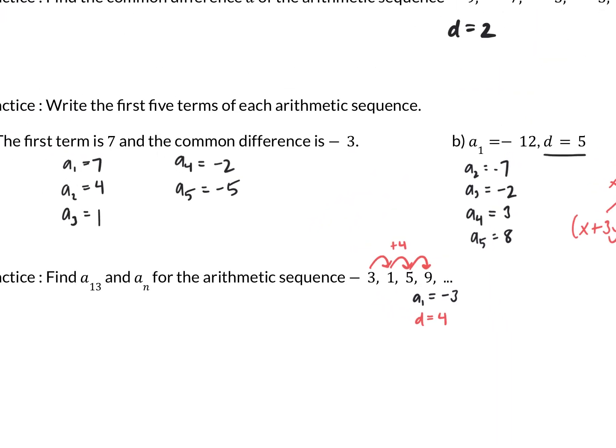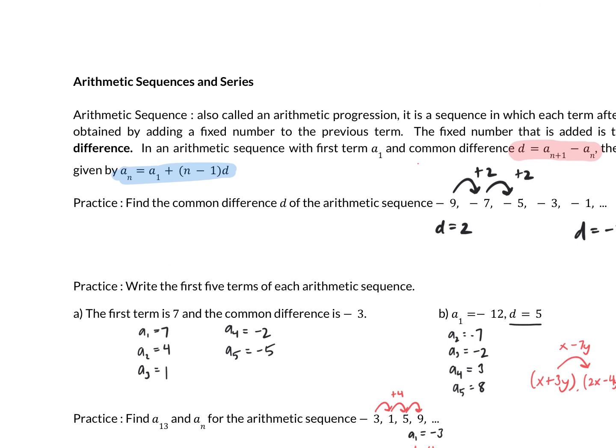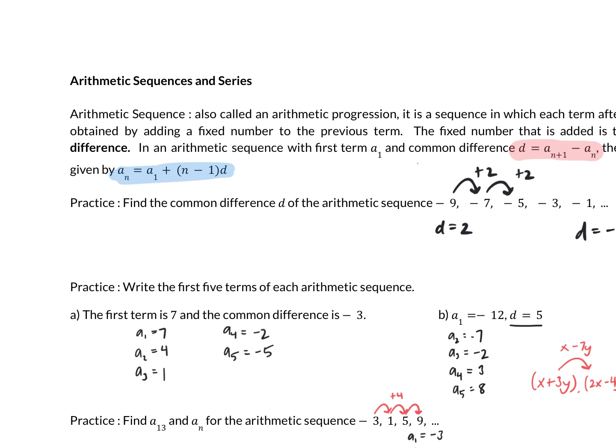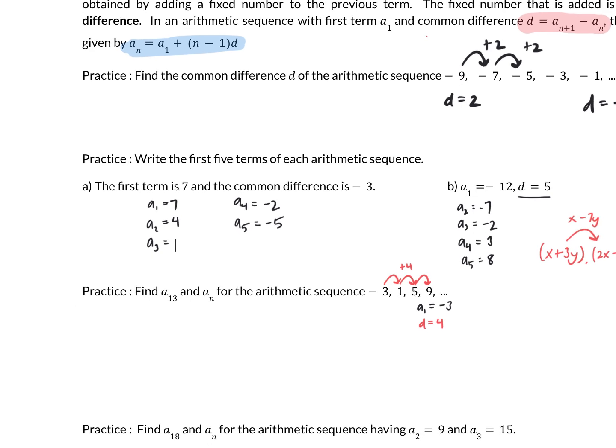Okay, so up above we've got 2 formulas. If we're trying to find a sub 13 and a sub n, the formula that we're going to want to use is which one? The red one there or the blue one? The blue, because I already know what my difference is, right? So I'm going to use that blue formula up there. And I'm going to write a sub n is equal to a sub 1 plus n minus 1 times my difference. So let's go ahead and plug those values in.